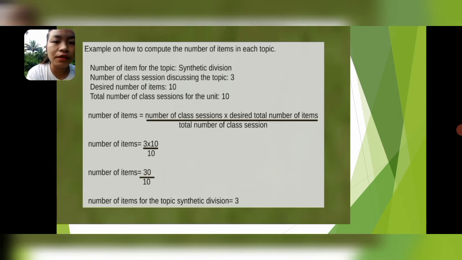So here is the example. This is the formula you need to follow. Number of items equals number of class sessions times desired total number of items, divided by total number of class sessions. So number of items equals 3 times 10 divided by 10. 3 times 10 equals 30, divided by 10 equals 3. The number of items for the topic synthetic division is 3.